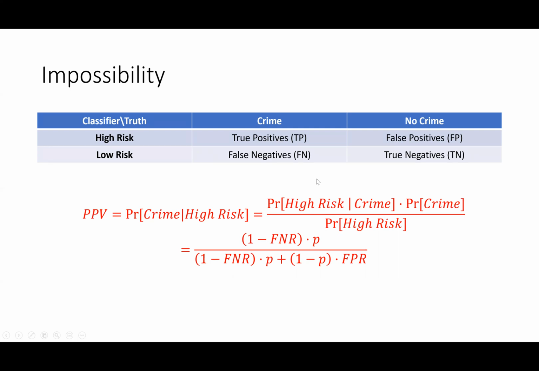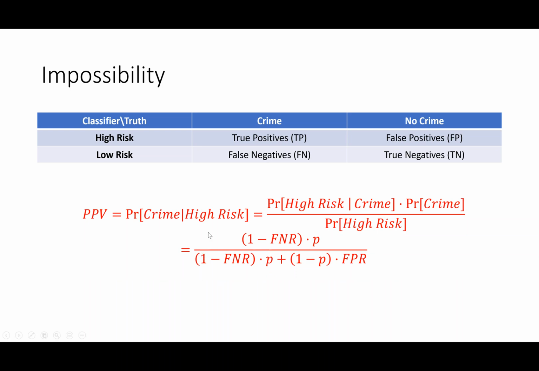And finally, we have to figure out the denominator. Well, what's the probability that you're labeled as high risk? There are 2 ways that could happen. You could have been someone who actually committed a crime. That happens with probability equal to the base rate. And if you are someone who's actually committed a crime, then you will be correctly labeled as high risk with probability equal to the true positive rate, or in other words, with probability equal to 1 minus the false negative rate.